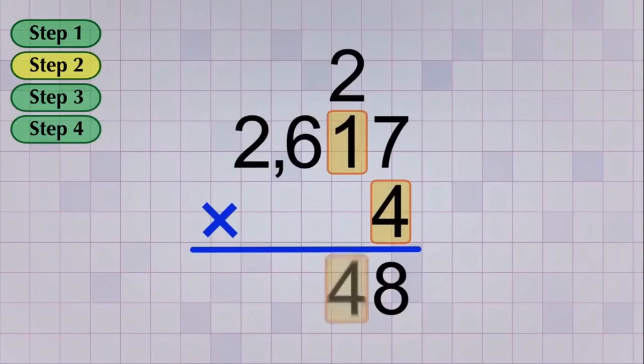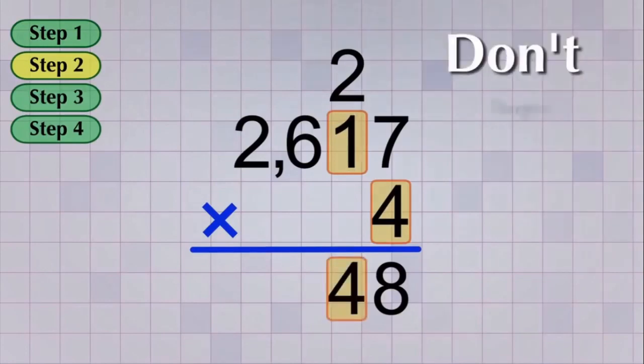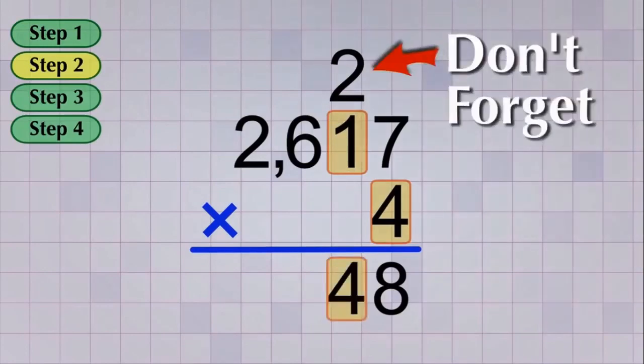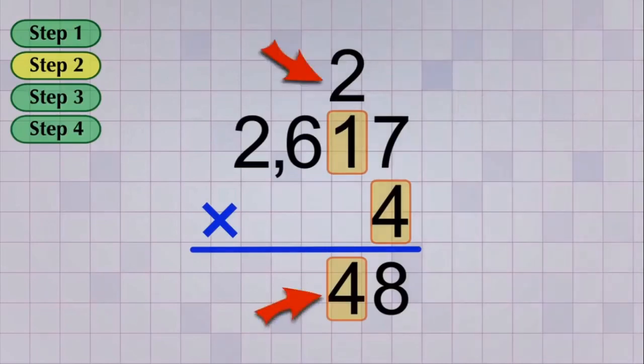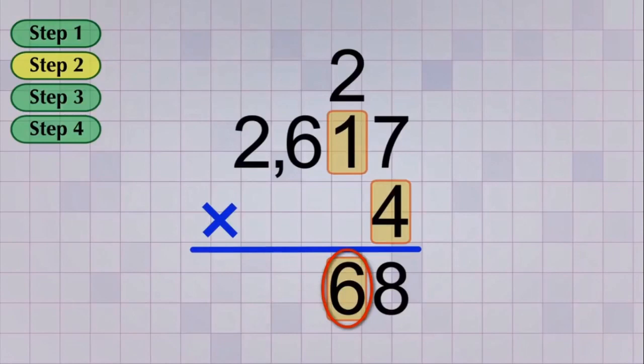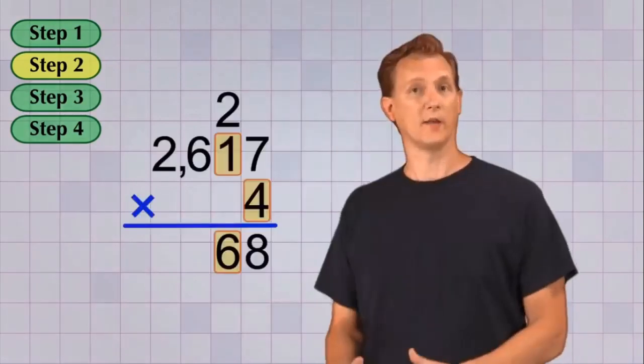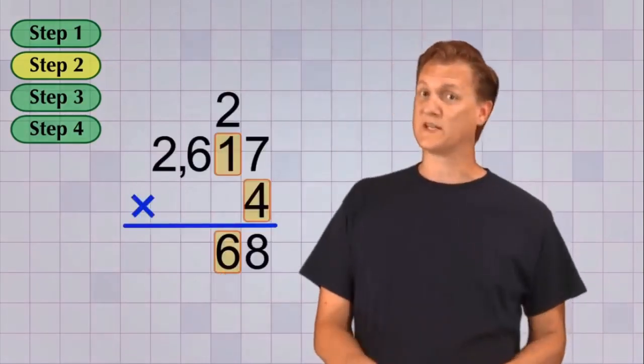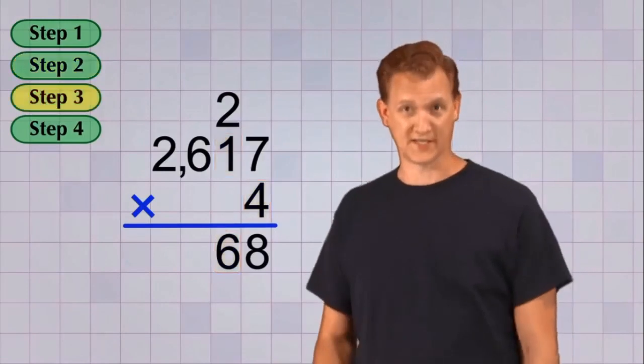4 times 1 equals 4. That was easy. But don't forget about that digit we carried. We need to add that to our answer from the second step. So 4 plus 2 gives us 6, and that's what we put in our answer place. And this time we have a 1-digit answer, so we don't need to carry. We can just move on to the next step.